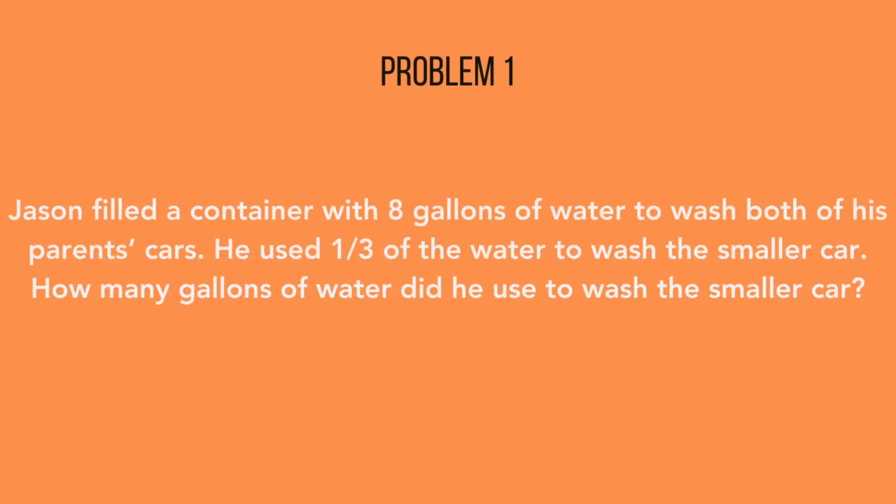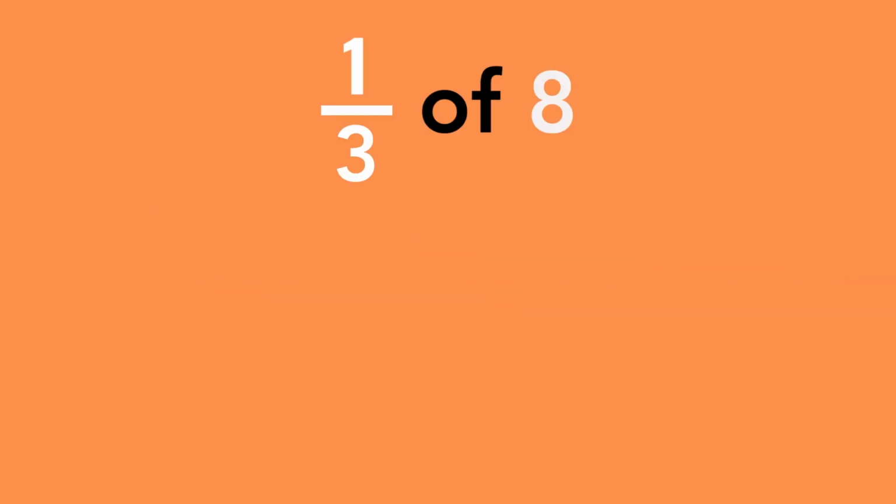Here's our first word problem. Jason filled a container with 8 gallons of water to wash both his parents' cars. He used 1/3 of the water to wash the smaller car. How many gallons of water did he use to wash the smaller car? So in this example, there are 8 gallons of water, and we need to know how much 1/3 of the 8 gallons is. Let's represent this with a picture model.